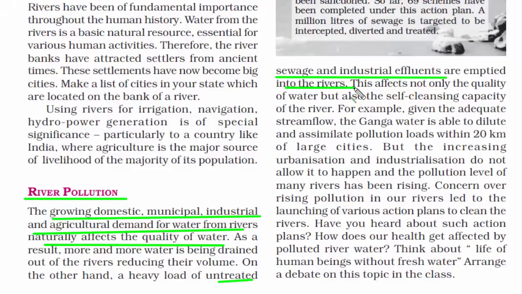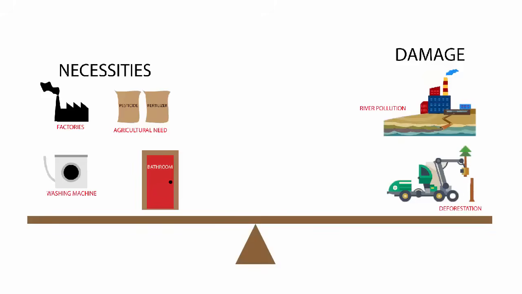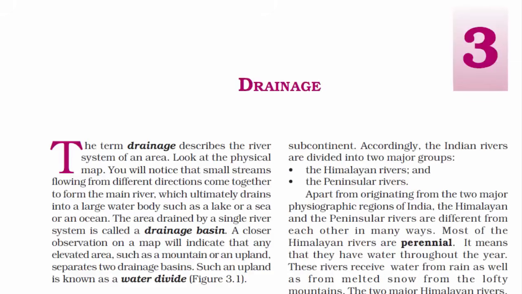So just look at the paradox. On one hand, these pollution creating elements are very essential for urbanization, modernization. And on the other hand, rivers being polluted, nature being destroyed is also fatal for humanity and life on earth. So this is a never-ending debate. Hence, we have to strike the right balance between the both. And with this, we have come to an end of this chapter.